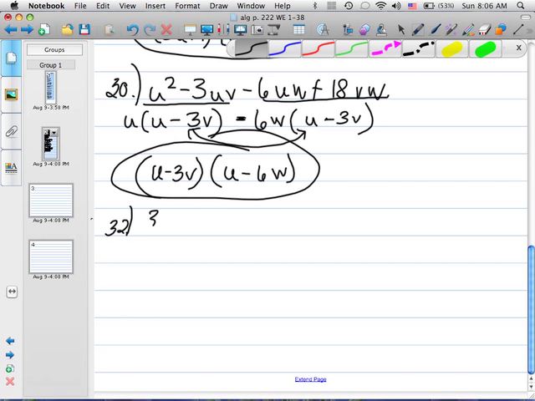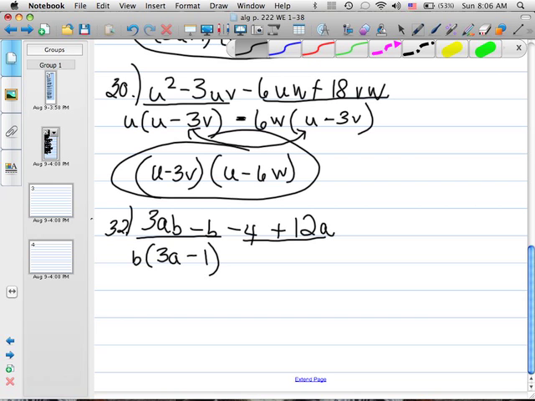32, we have 3ab minus b minus 4 plus 12a. Group the first two, group the second two. So from the first I can take out a b, and that leaves me 3a minus 1. Checking the signs, positive, negative, negative, positive. I know I have to take out a negative, and it looks like it's going to be a 4. So the only number I can put here is a 1.